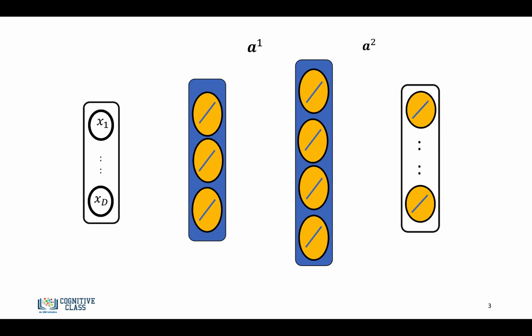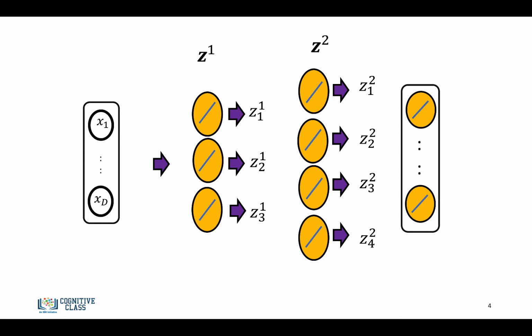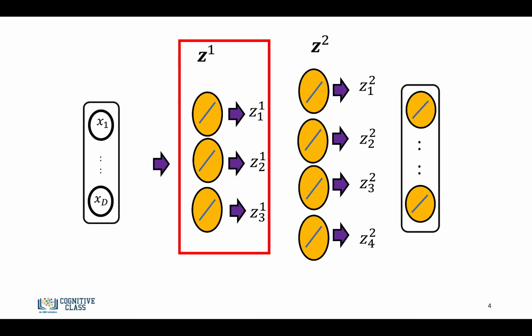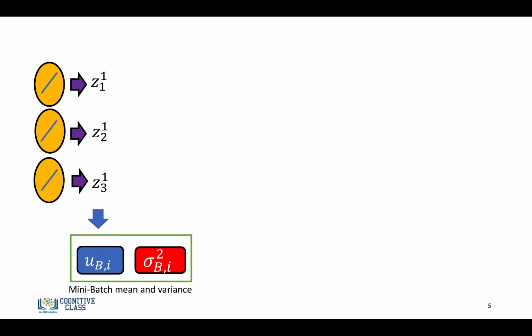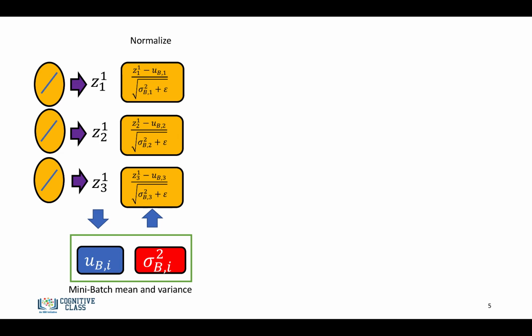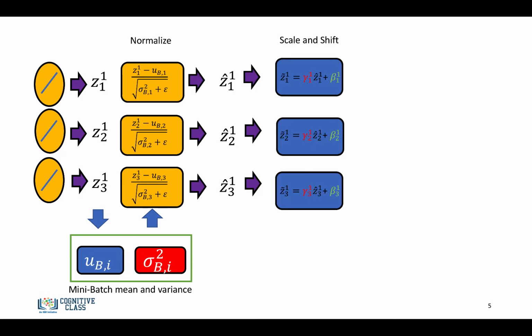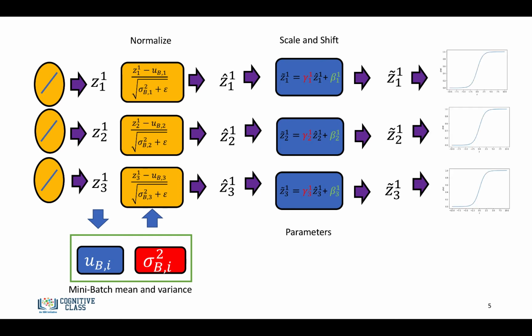So here's our standard picture of a neural network, and we're only going to look at the case where we apply batch normalization on the activations before we pass them to the activation function. So let's take a look at the first layer. We have the outputs for each of the neurons, and we're going to calculate the mean and standard deviation or variance for a particular mini batch. We're going to normalize the outputs, then we're going to scale and shift them, and these are actually parameters which we're going to learn via training. Then we'll take these outputs and pass them through the activation function.